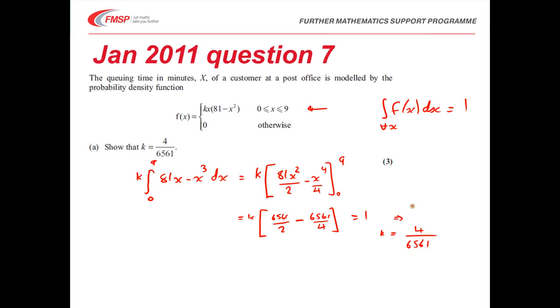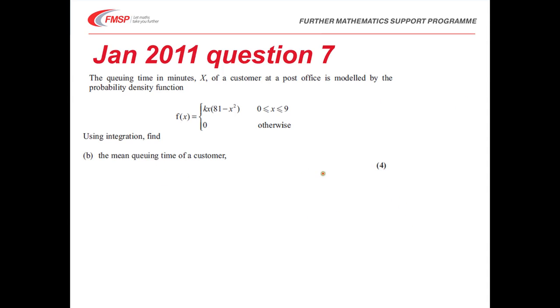Okay, so you get 3 marks here. You get a method mark for doing the integration, a secondary method mark for substituting in the values and integrating correctly and setting to equal 1, and then an accuracy mark for demonstrating that k does indeed equal 4 over 6561. We're then asked, by using integration, so you must use integration, okay? The mean time for queuing for a customer.